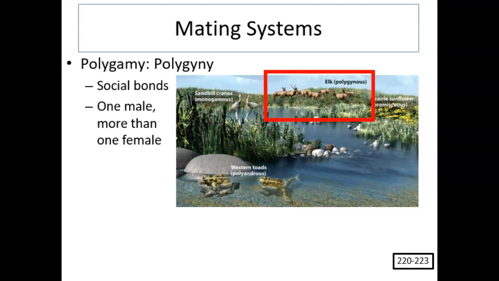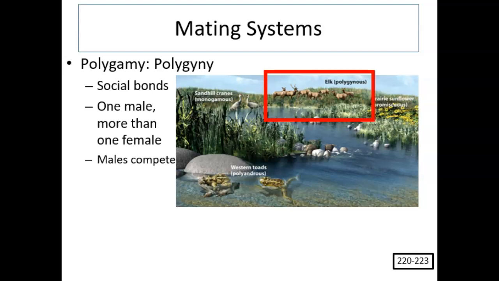So for our example here, we have those elk. We have a single bull elk over there with a bunch of cow elk. The example here then means that that single male elk is going to have offspring with those female elk.